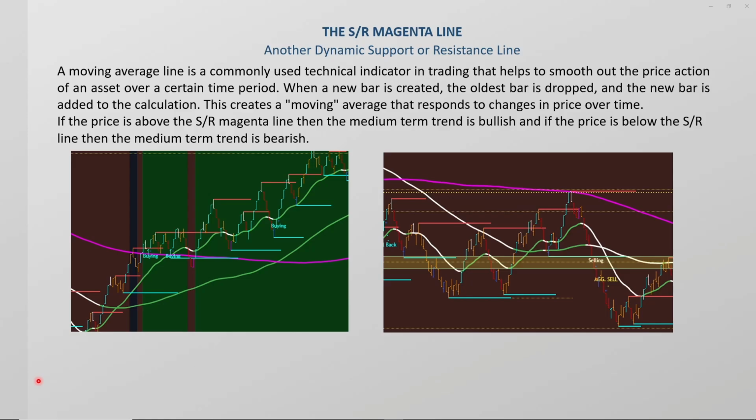Now we have some dynamic lines, dynamic support and resistance lines. The line that you see here in magenta color is a moving average line, which tends to act as support if price is above the line, and will tend to act as resistance if price is below the line.